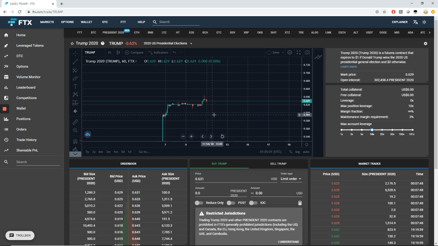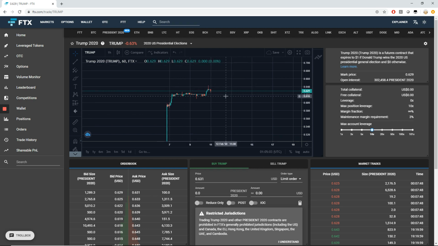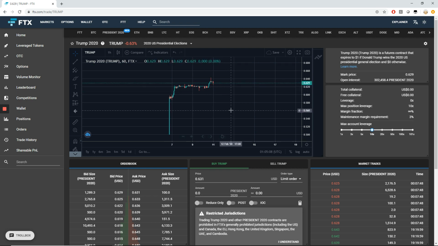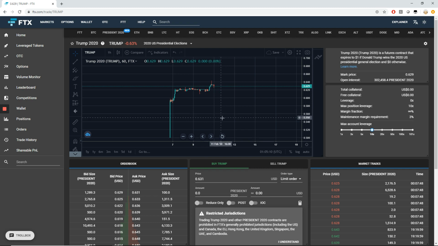If I was to disagree with this, but actually thought that they were very good odds for me to take the short side of this trade, if I didn't think Trump was going to get re-elected, then I could short this asset and it would expire to the value of 0 if that is the outcome and Trump is unsuccessful.